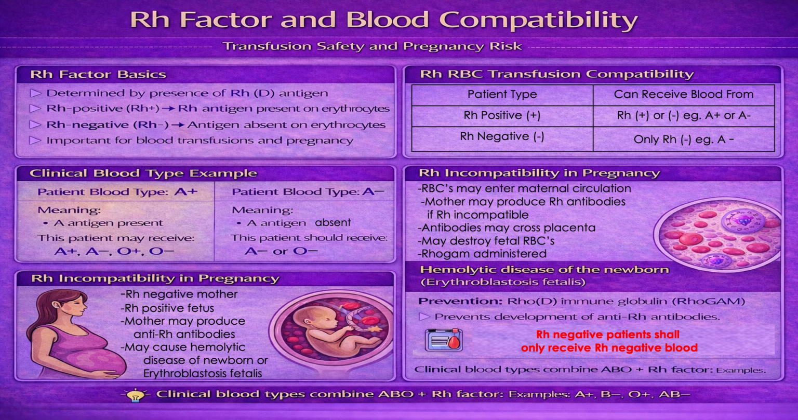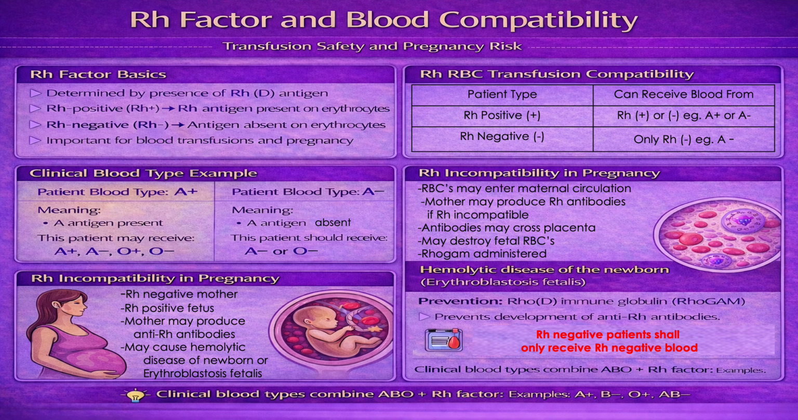If an Rh negative individual receives Rh positive blood, their immune system may recognize the Rh antigen as foreign and begin producing anti-Rh antibodies. Once these antibodies develop, future exposure to Rh positive blood can trigger hemolytic transfusion reactions, which may destroy red blood cells and cause serious complications.